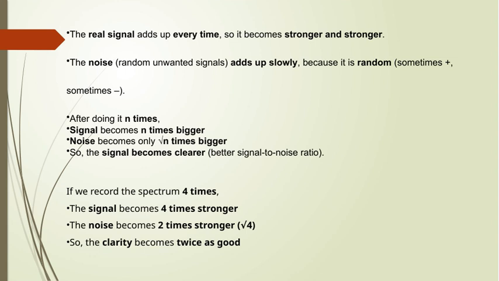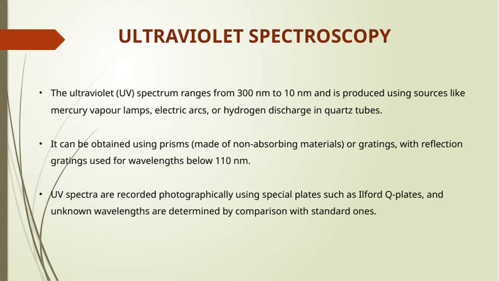Ultraviolet spectroscopy, or UV spectroscopy, covers a range of wavelengths from about 300 nanometers down to 10 nanometers. This part of the spectrum is produced using various sources such as mercury vapor lamps, electric arcs, or hydrogen discharge tubes that are made of quartz. These sources emit UV radiation that we can then analyze.